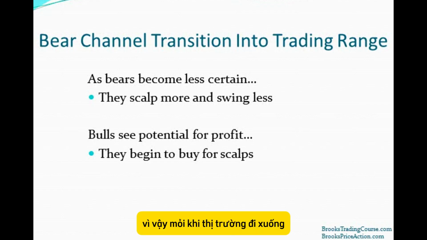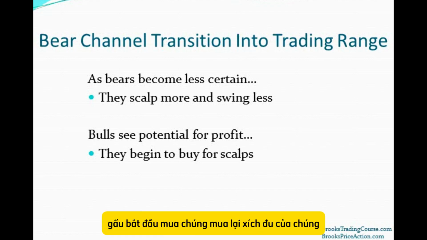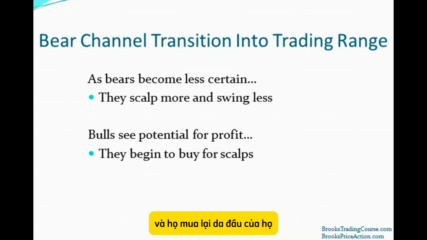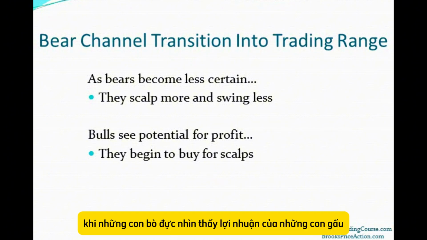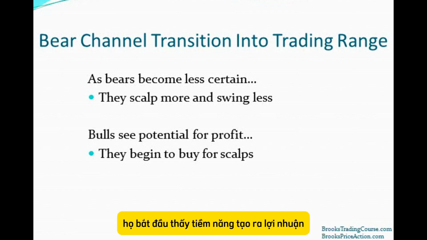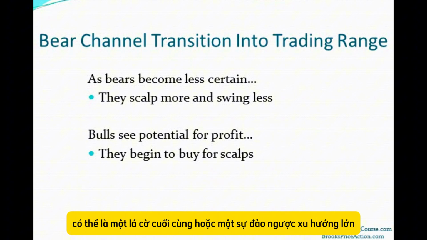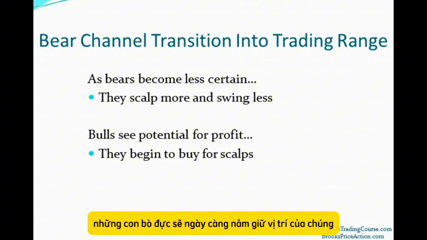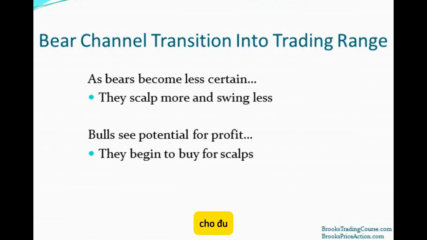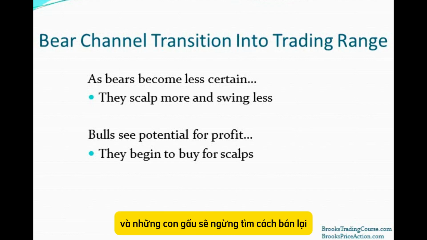So every time the market goes down, bears begin to buy. They buy back their swings and they buy back their scalps, and that creates tails on the bottoms of the bars, and the market starts to go more sideways. When the bulls see the profit taking by the bears, they begin to see the potential to make a profit buying for scalps. Every new dip, every new low, they buy for a scalp up. At some point, if there is a reversal pattern, maybe a final flag or a major trend reversal, the bulls will hold more and more of their position for a swing, and the bears will stop looking to sell again on the next rally.